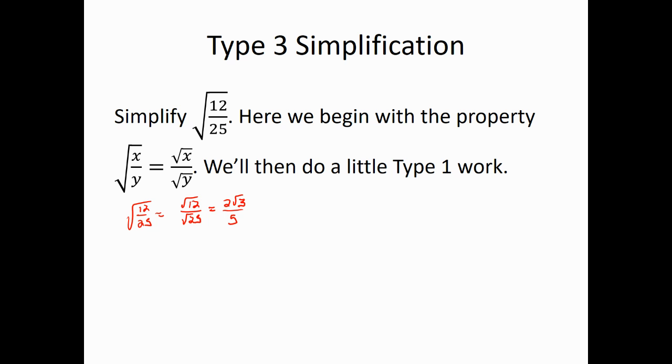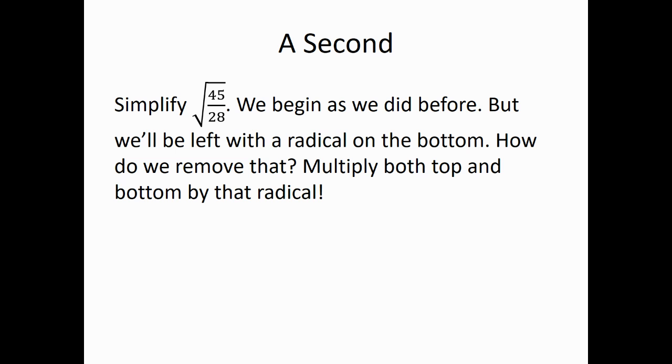We don't violate any of our rules. 3 doesn't have a perfect square factor. We don't have division within a radical, and we don't have a radical in the denominator. And also, we don't have a product of radicals. So that's fully simplified form. All right, so let's do another one, root 45 over 28.